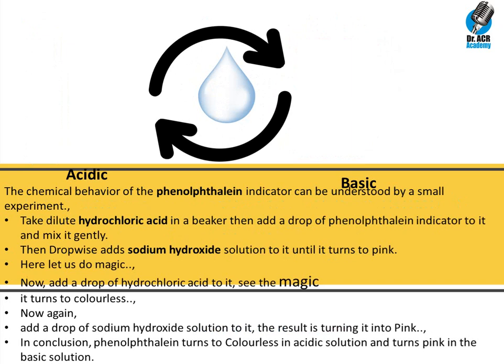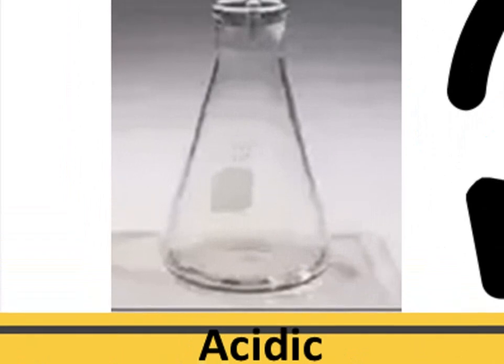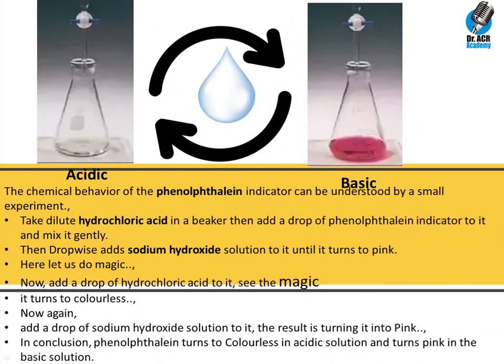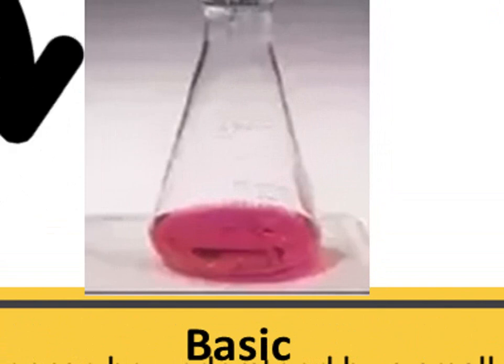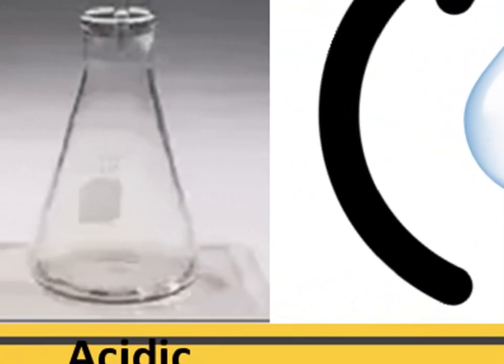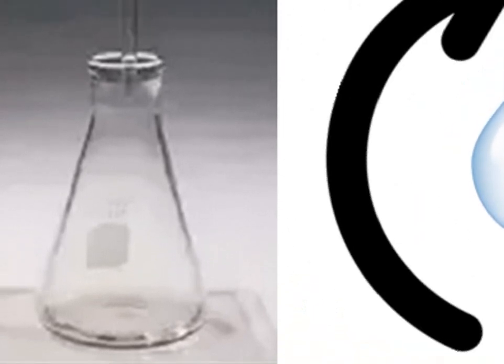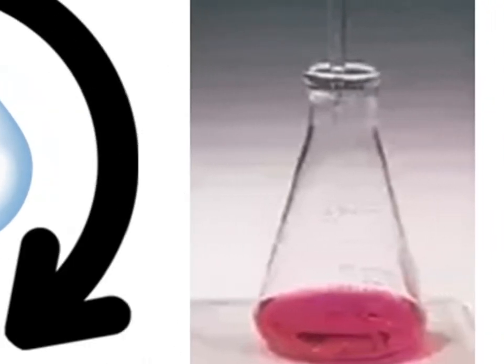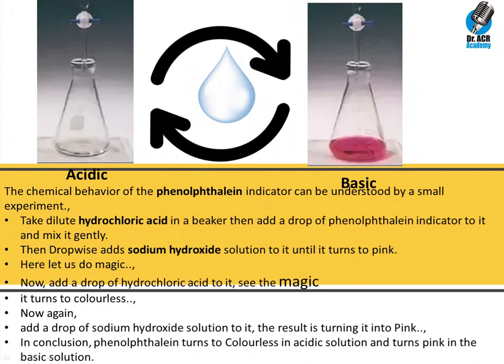Take hydrochloric acid in a beaker and then add a drop of phenolphthalein indicator to it and mix it gently. Then dropwise add sodium hydroxide solution to it until it turns pink. Here, let's do some magic. Add a drop of hydrochloric acid and see the magic. It turns colorless again. Now again add a drop of sodium hydroxide solution to it. The result is it turns pink. In conclusion, phenolphthalein turns colorless in acidic solutions and turns pink in basic solutions.